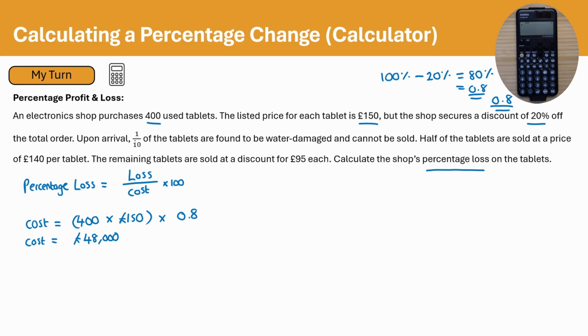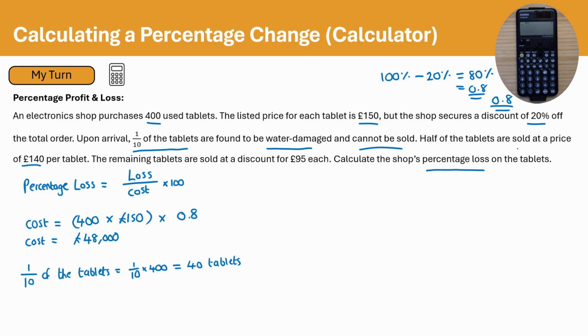So it says, upon arrival, 1/10 of the tablets are found to be water damaged and cannot be sold. Half of the tablets are sold at a price of £140 per tablet. Let's just take each of these bits of information in turn. 1/10 of the tablets are water damaged and cannot be sold. Let's work out 1/10 of the tablets. So 1/10 of the tablets is equal to 1/10 of the 400 tablets. 1/10 is the same as dividing by 10, so that's going to be 40 tablets that are damaged. Okay, let's bear that in mind for later.